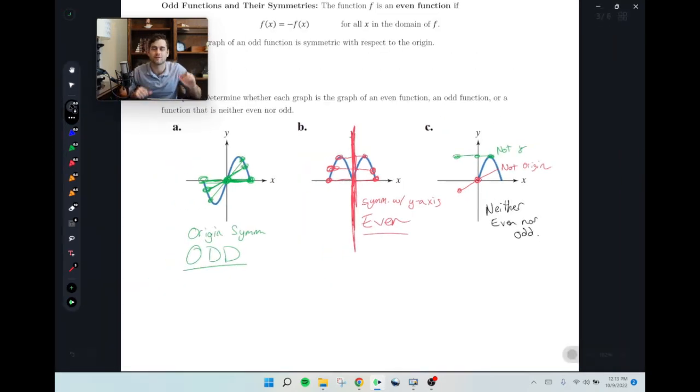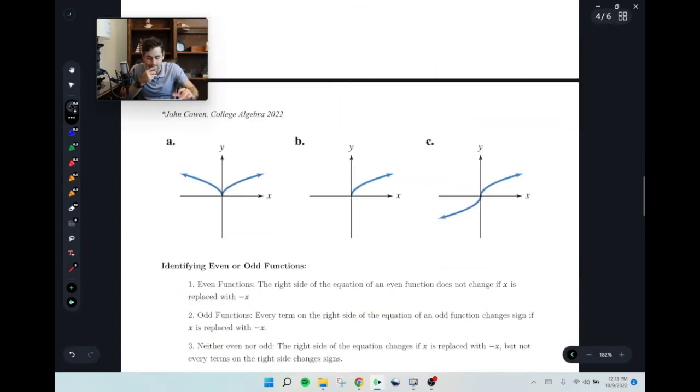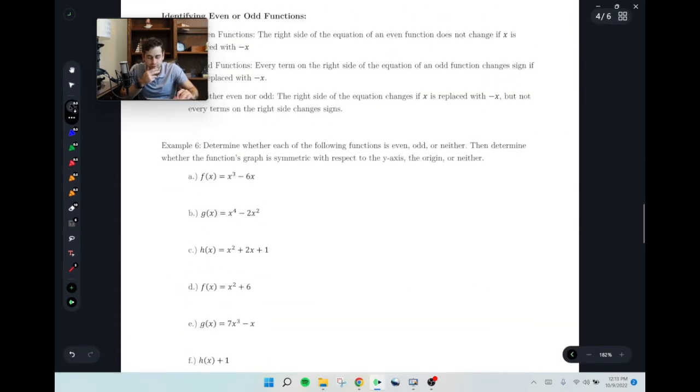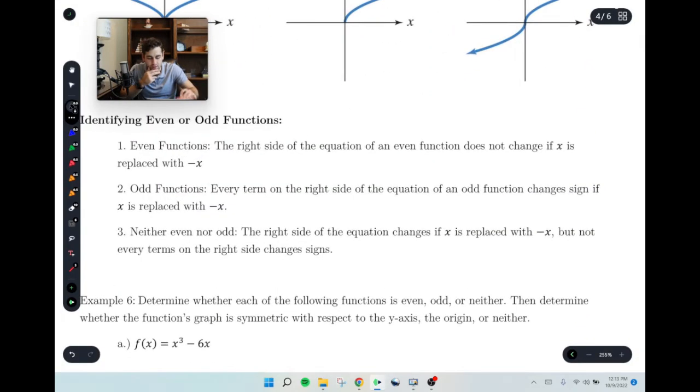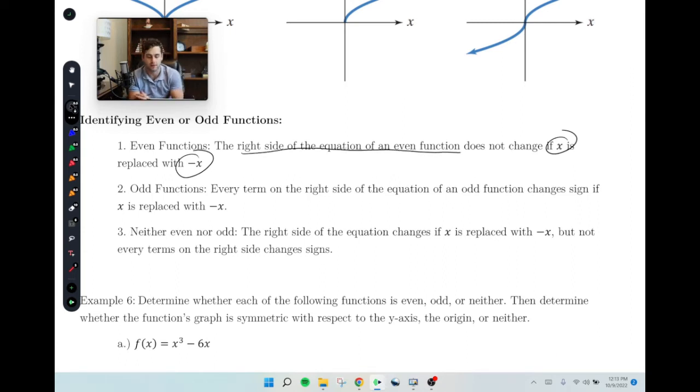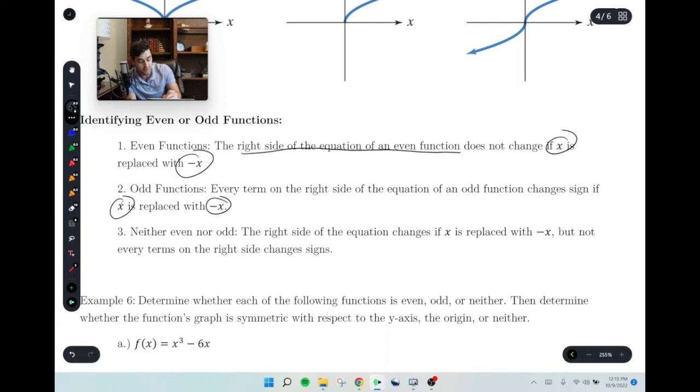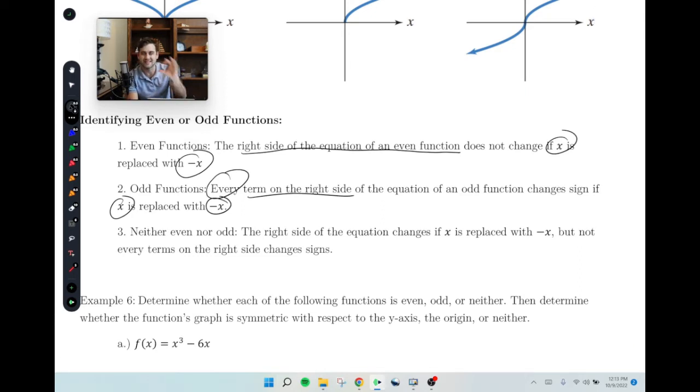Okay. Now we're going to get to see why this really matters. Why do we care about this? So if we scroll down here, we see, hey, guess what? If we switch out the x's with negative x's and the right side of the equation doesn't change, that's an indicator that it's even right away. And if we switch it out with the negative x's and every single term changes, that's also an indicator. And if it's maybe half and half, that's a neither. So what does that mean? Let's go ahead and look.